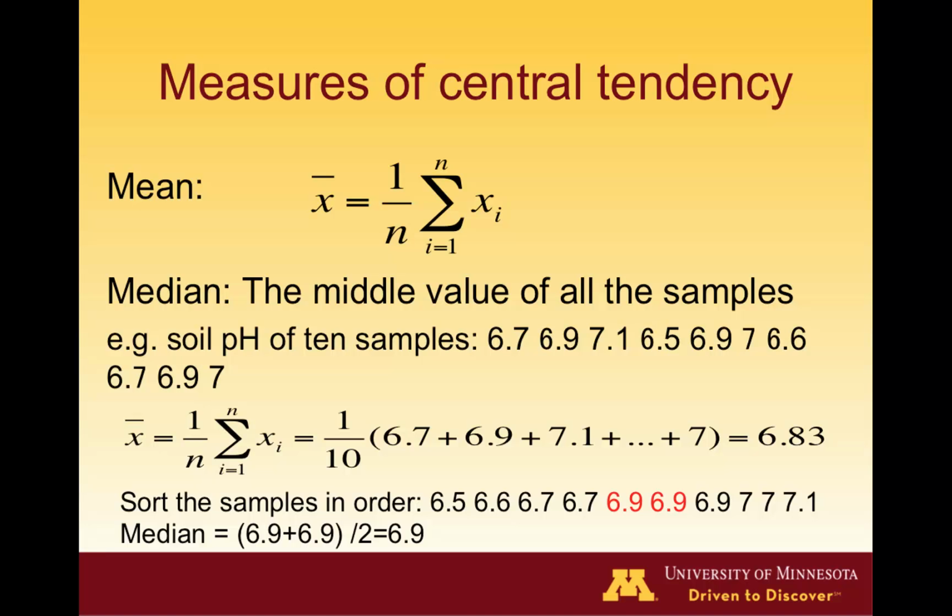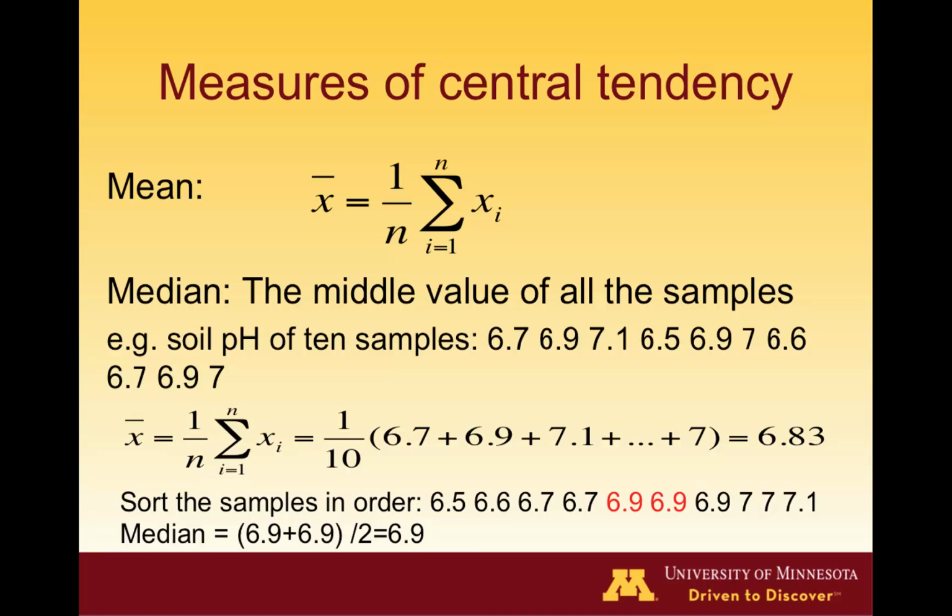Mean is average. So for example, if you have a bunch of soil sample values, it's easy to get the average of the soil sample values, right? And median is the middle value of all the samples. I'll give an example to show the difference of mean and median. So you have soil pH values for 10 samples: 6.7, 6.9, 7.1, 6.5, 6.9, 6.6, 6.7, 6.9, and 7.